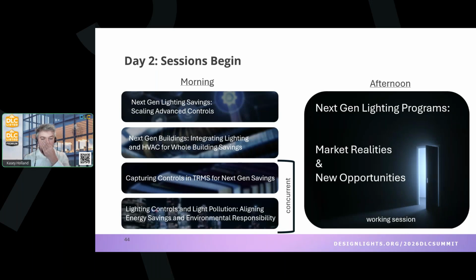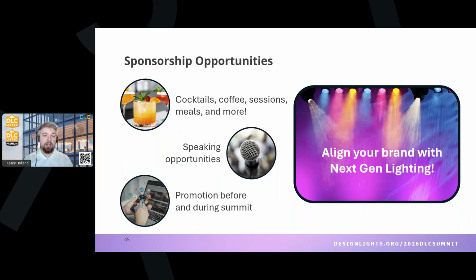So thank you in advance for attending. We want to make sure you're there. If you have any questions, definitely reach out to us. We're happy to have a conversation with you and help you understand more about the summit, what's going on there, how you can get involved, including things like sponsorship opportunities, where you can make sure that you're demonstrating how your brand aligns with the next generation of energy savings and the lighting market's evolution to support these advanced controls lighting solutions.